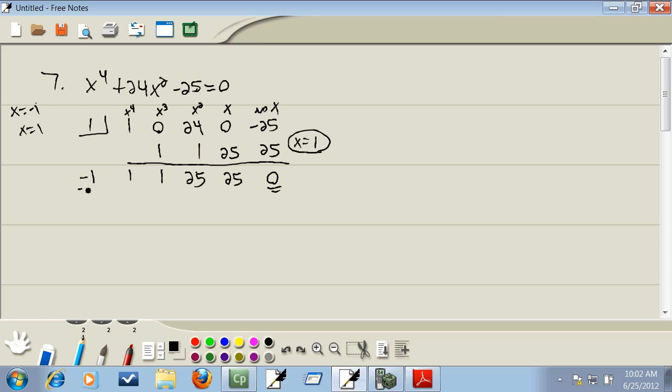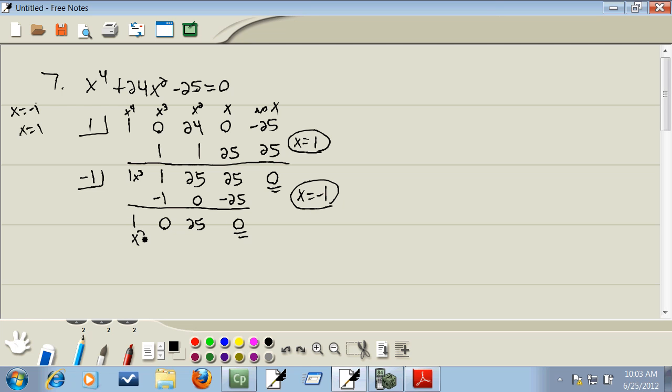Now we're going to plug in our second answer in the line we just found. Now keep in mind, this was started with x to the fourth, this is now x to the third. So we'll add, 1 plus nothing's 1. Multiply, negative 1 times 1 is negative 1. Add, 1 and negative 1 is 0. Multiply, negative 1 times 0 is 0. Add, 25 plus 0 is 25. Multiply, negative 1 times 25 is negative 25. And add, 25 and negative 25 is 0. Again, the fact we get a 0 there indicates that, yes, indeed, x equals negative 1 is our second answer.